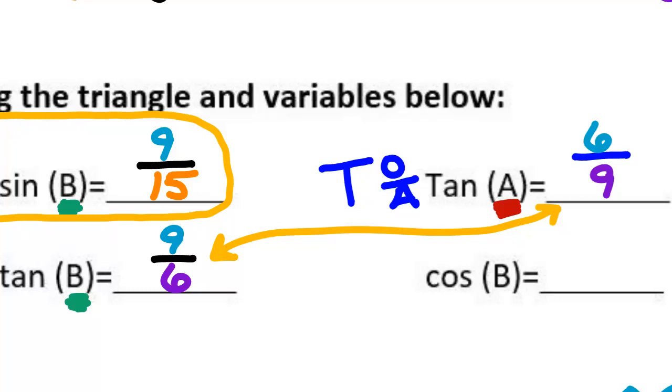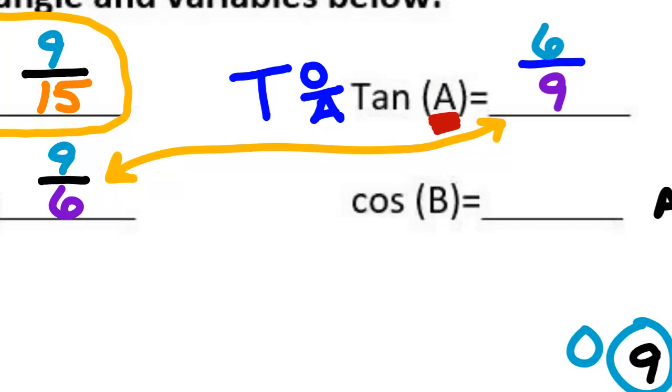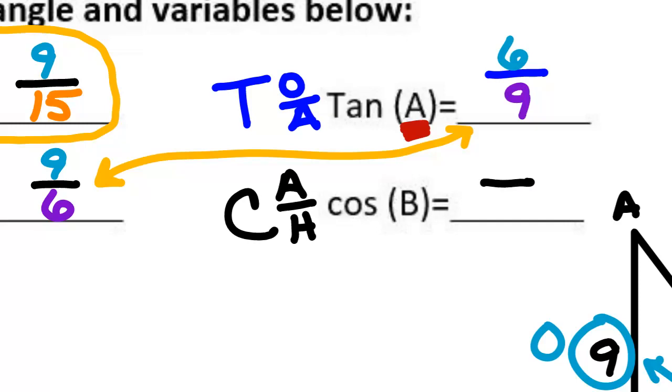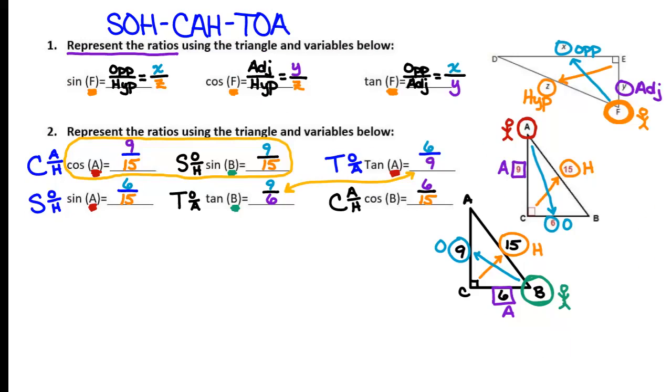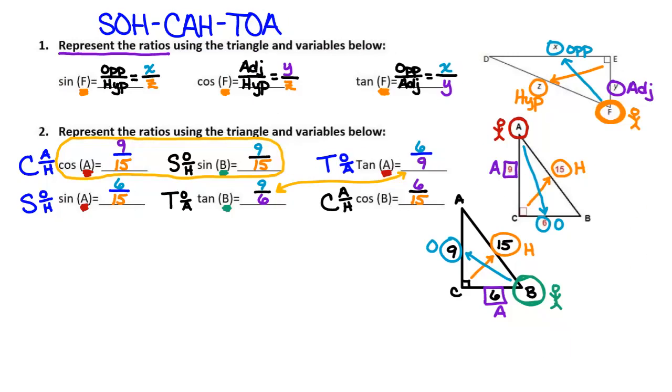All right, last one on number 2. Cosine. Cosine is the relationship of which two sides? Adjacent over hypotenuse. And how big is our adjacent side? 6, and then hypotenuse is 15, so 6 over 15 for cosine of angle B. Whenever I'm asked to go through and do it from both angles, I redraw the picture for my second angle, and I label those sides again.